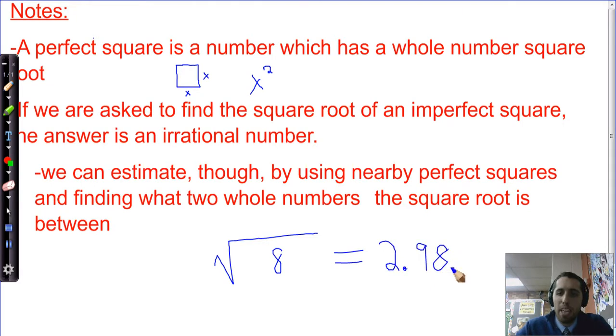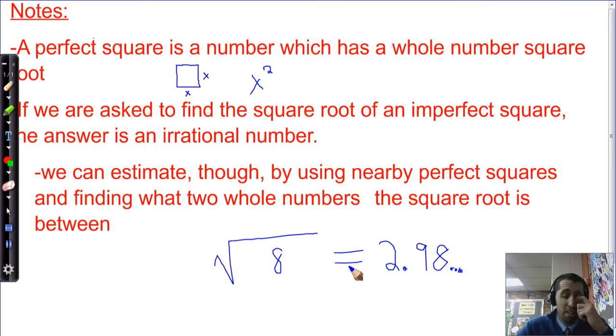But it's an irrational number, which means we can't really understand it. It goes on forever. So you can't get a complete idea of it because it just continues to go on. So it's irrational. It's not rational. We can estimate, though, by using nearby perfect squares and finding what two whole numbers the square root is between.